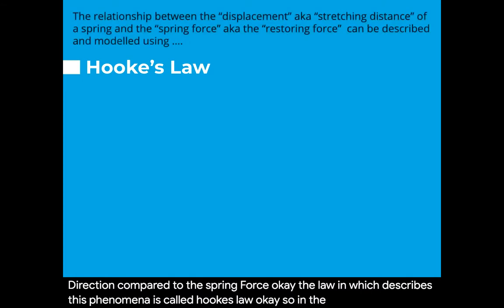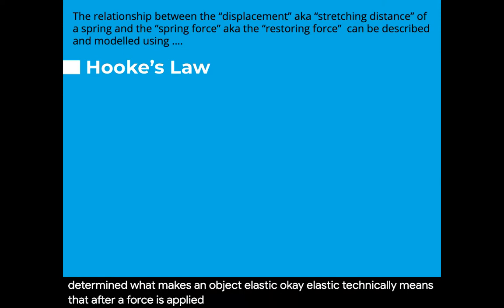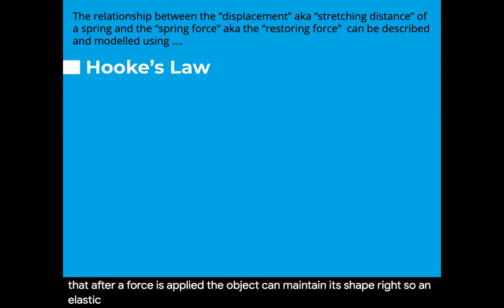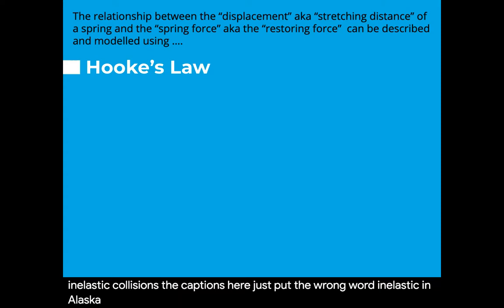Okay, so in the 1600s, Robert Hooke determined what makes an object elastic. Okay, elastic technically means that after a force is applied, the object can maintain its shape. Right? So in elastic collisions, the captions here just put the wrong word. Inelastic, there we go.